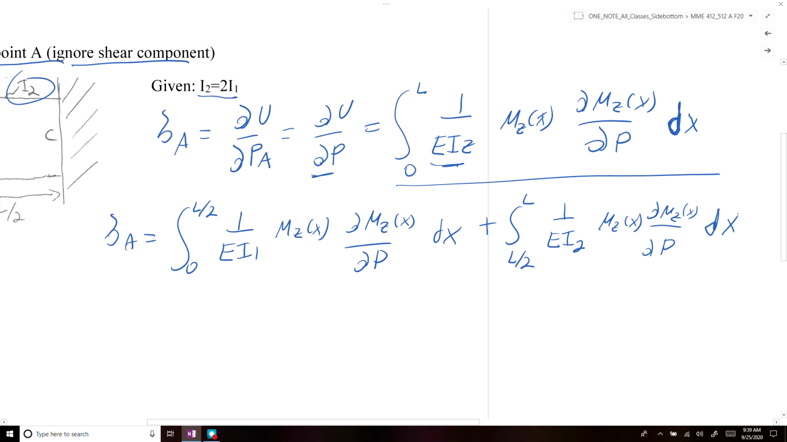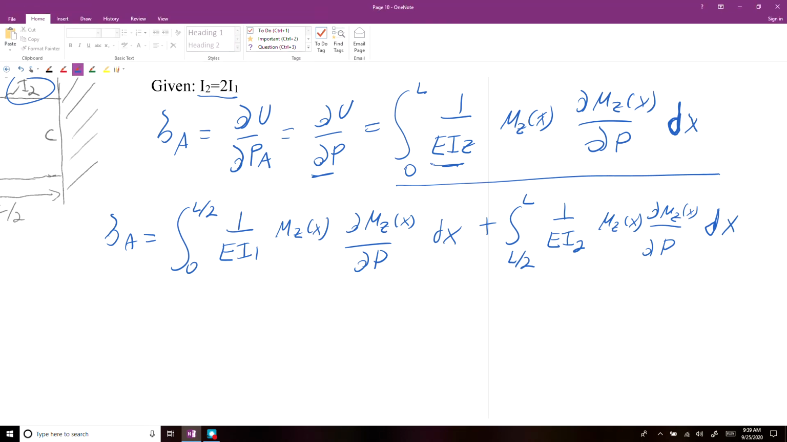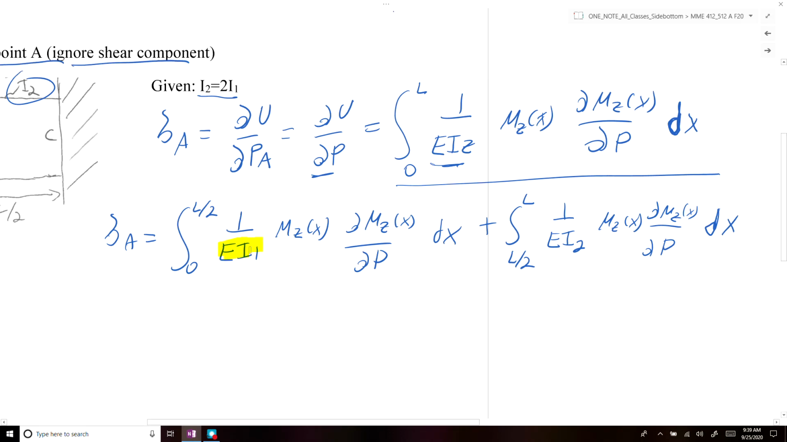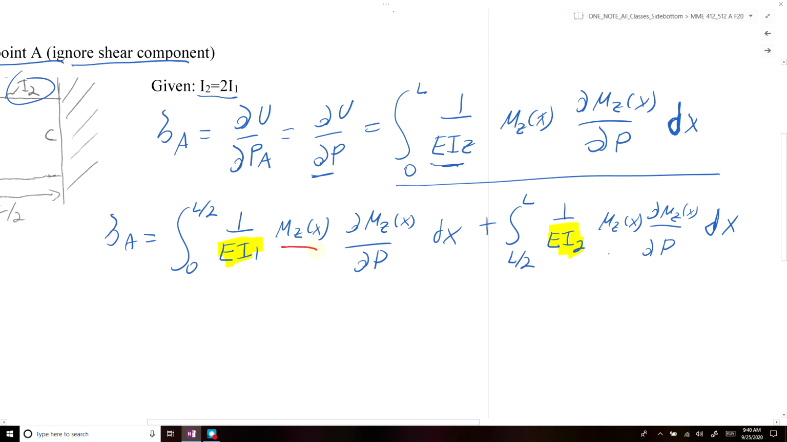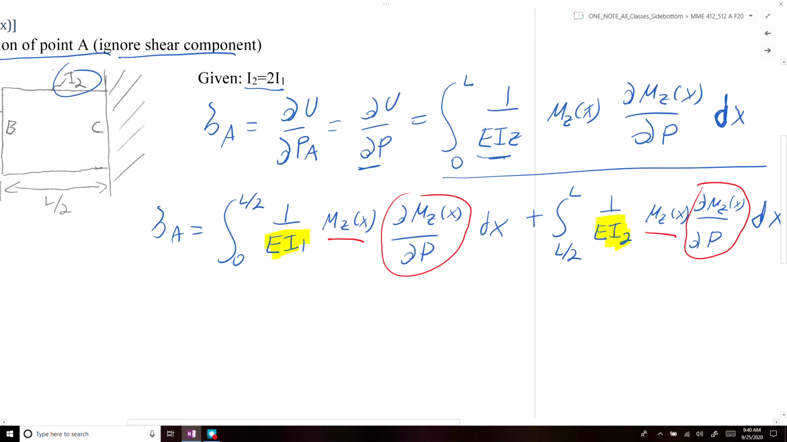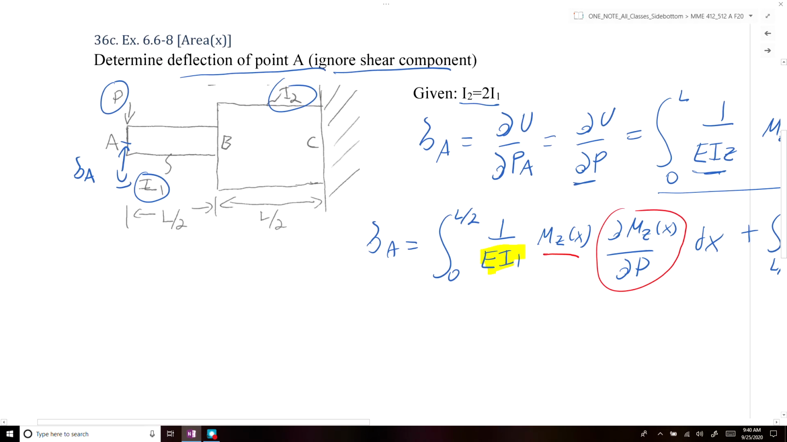So we know, or could calculate, all these terms here. The only thing we don't know is what Mz of x is right now, and we don't know what dMz of x with respect to P is. Those are our unknowns. We're going to solve for those, and once we solve those, we can then solve for delta A. So let's figure that out.